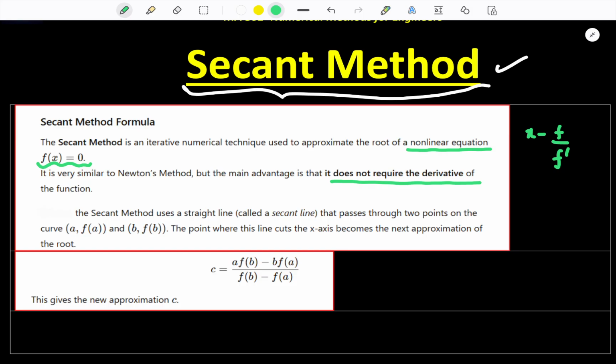In the secant method, we use a straight line that passes through 2 points on the curve. The point where the line cuts the x-axis becomes the next approximation for the root. The main important thing is you have to remember this formula: C is equal to A times f of b minus b times f of a, divided by f of b minus f of a. In the calculator, I will use capital A, capital B and capital C. The C is the new approximation, that means our iterated value.